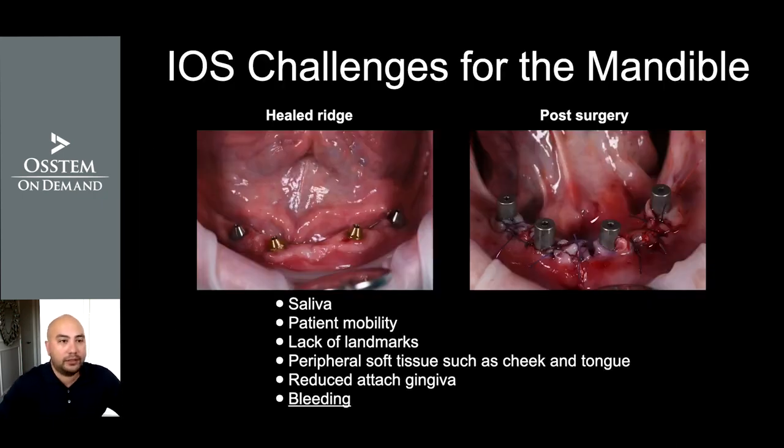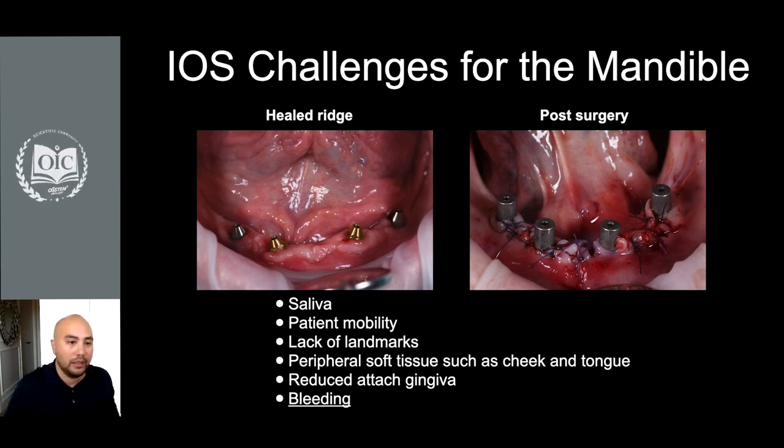Another thing is that it's extremely challenging to scan the mandible, because we have saliva, patient mobility, lack of landmarks, and peripheral soft tissues such as the cheek and tongue that can interfere with the scanning procedure. We have reduced attached gingiva that could be bleeding post-surgery, especially when retracting the cheek. And the majority of publications really show only upper arch restorations.